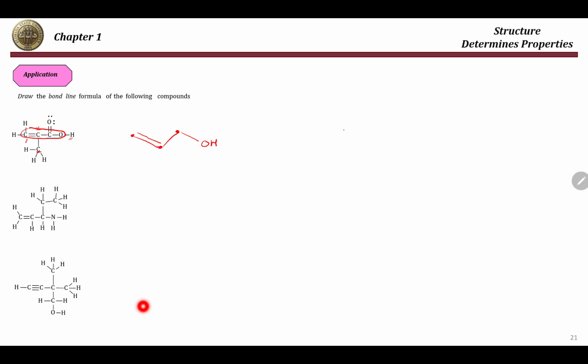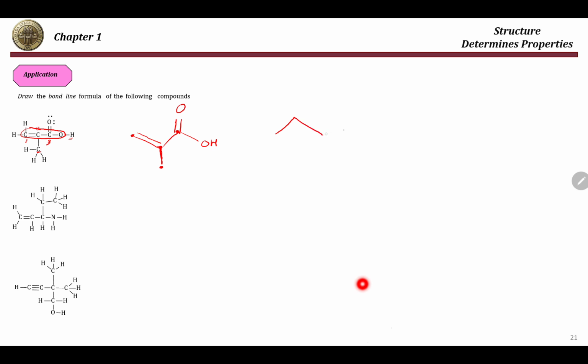We have 1 carbon below number 2, so this 1 carbon will be replaced by a dot, and then connect this dot to the main chain. And we have a double bond O here at carbon number 3, so the double bond O goes here, and this is the structure.